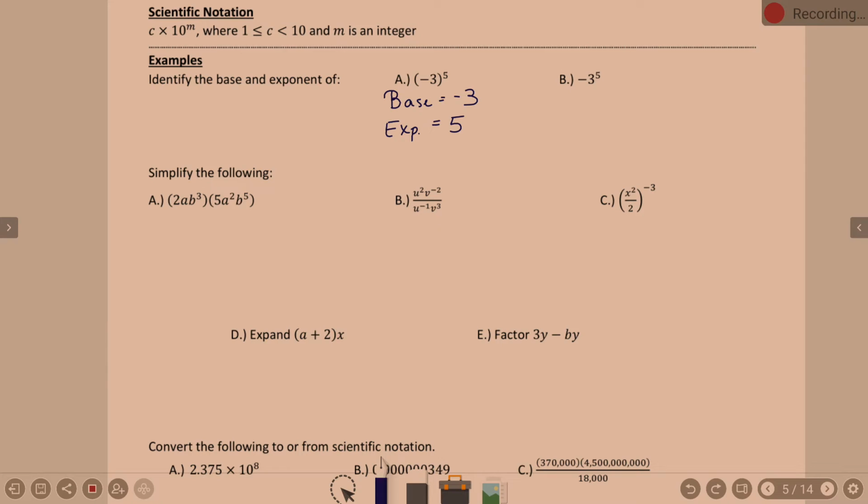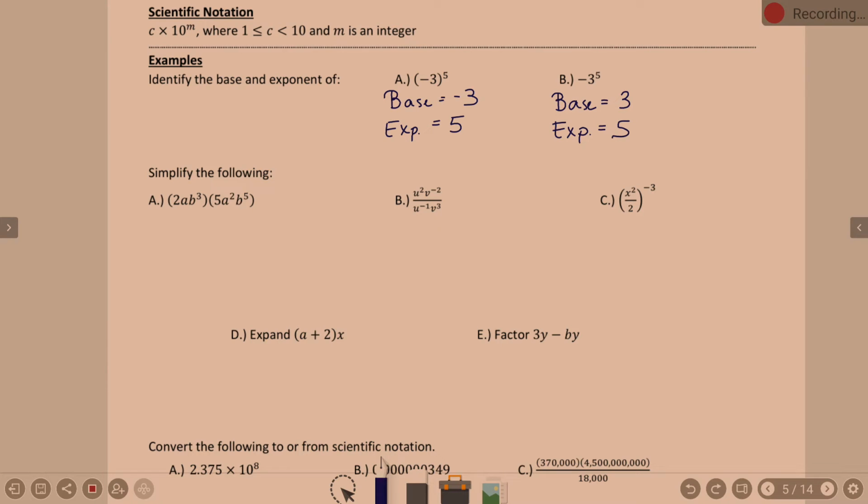Okay, what about b? Negative 3 to the 5th again, without parentheses. What's the base? Not quite. 3. The base is just 3. What's the exponent? 1? No? Negative? No? You're reading too much into it. 5. Just 5.